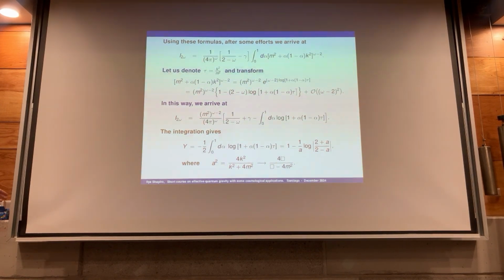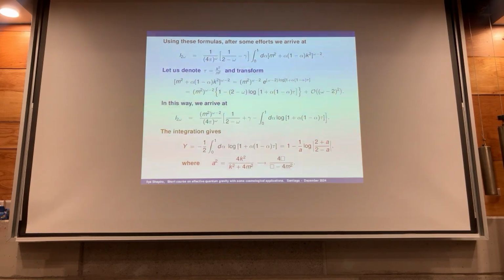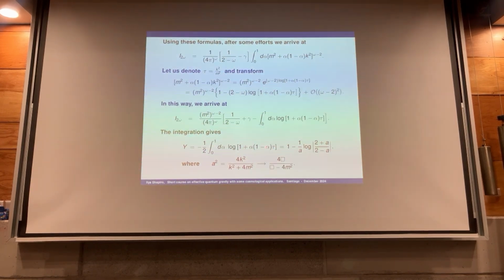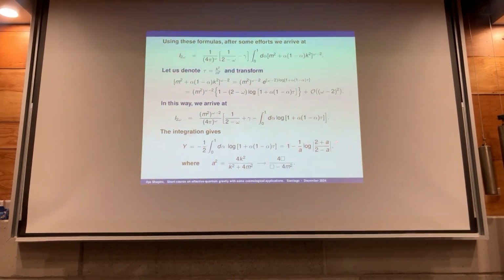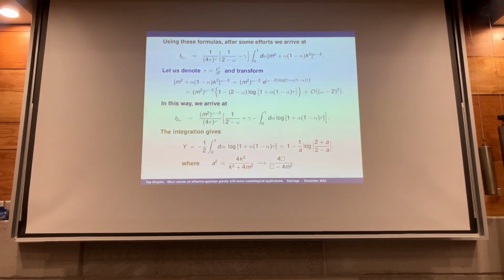Otherwise, it immediately becomes a very big calculation. But if you make some change of variables, then you can find it again in the book. Then it's not difficult. So finally, we arrive at this red answer. This means that we have here the logarithm of this expression, 2 plus a, 2 minus a. a is this expression, 4k squared over k squared plus 4m squared.